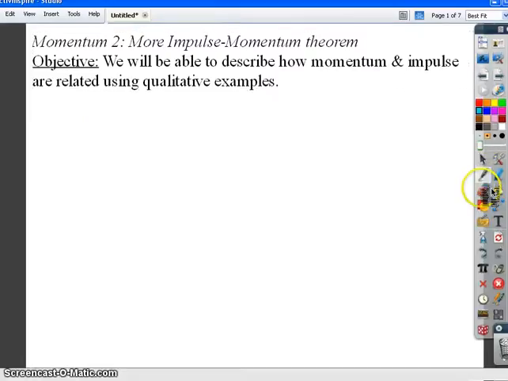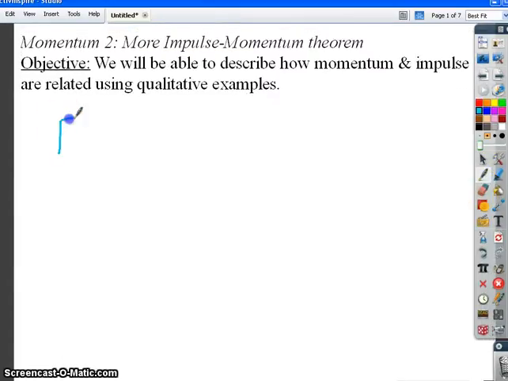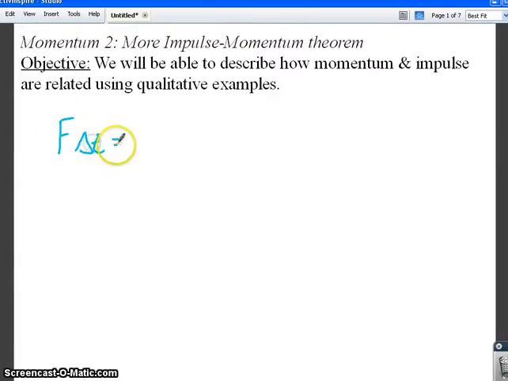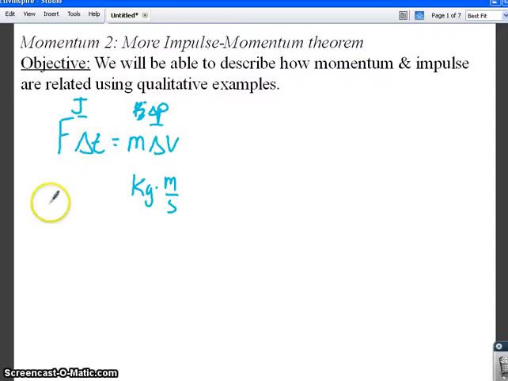So let's look at this formula one more time. F delta t equals m delta v. I want to remind you that the units for this are, I'll write down here, kilograms meters per second, and this is momentum, right? Or the change of momentum, and this is impulse momentum. The units for impulse are Newton seconds. You can see that from this right here. Force is Newton, time is seconds.